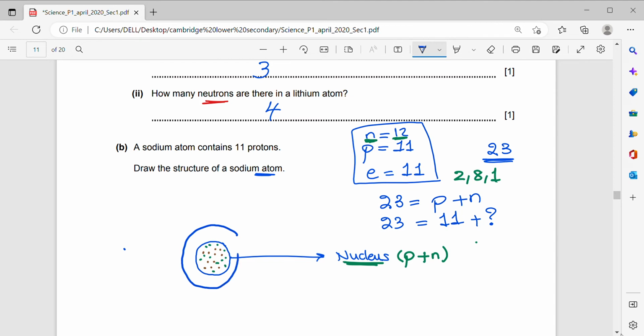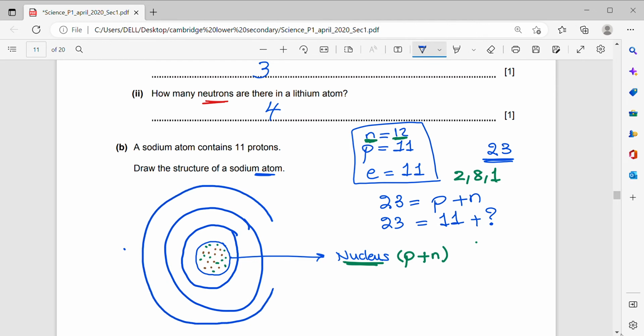The first one, the second one, and the third one.